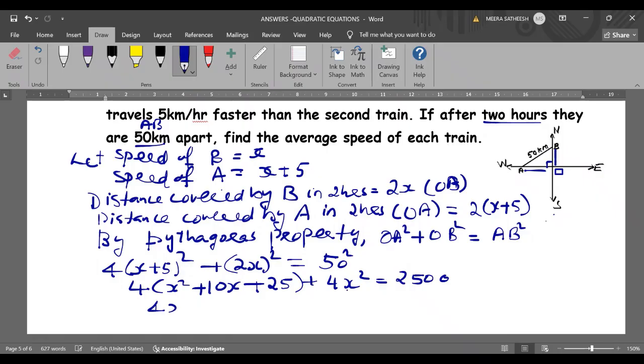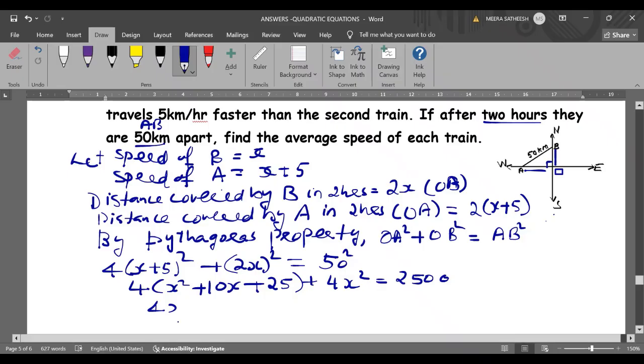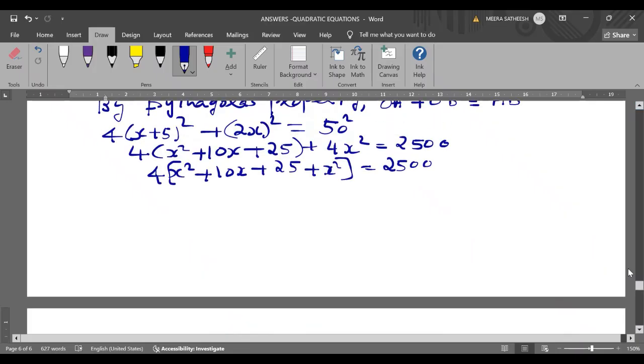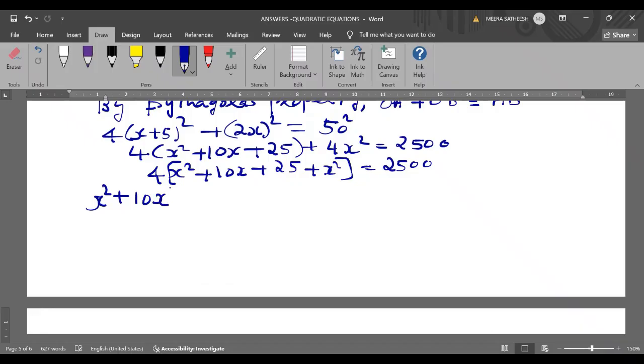Open 4x square, or you can see here also 4, here also 4. So we can take 4 common now. So x square plus 10x plus 25 plus x square equal to 2500. Now send the 4 to the other side. So x square plus x square, I can put 2x square. So 2x square plus 10x plus 25 is equal to 2500 divided by 4. So what will we get?